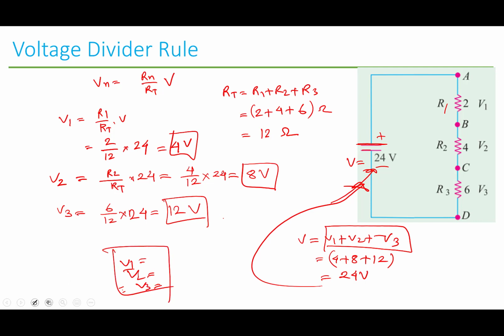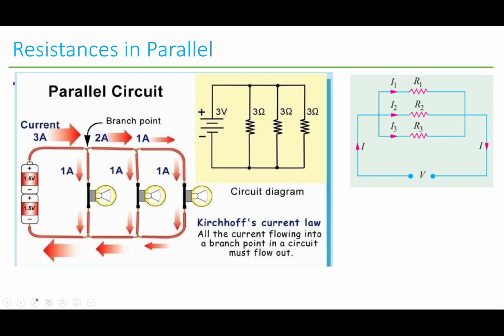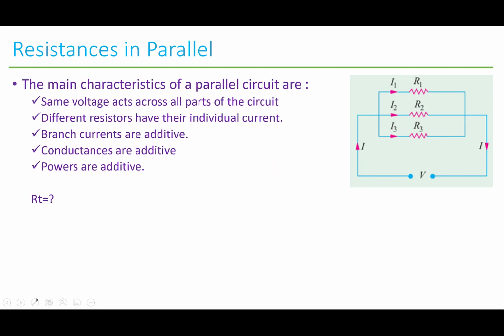Okay, now let's move to the parallel resistors. We have already seen that whenever resistors are connected in series, between two resistors they should have only one common node. But if they share two common nodes, then the resistors are connected in parallel. So think about this resistor R1 and this resistor R2. This is their common node and this is their other common node. So this is node 1, this is node 2.